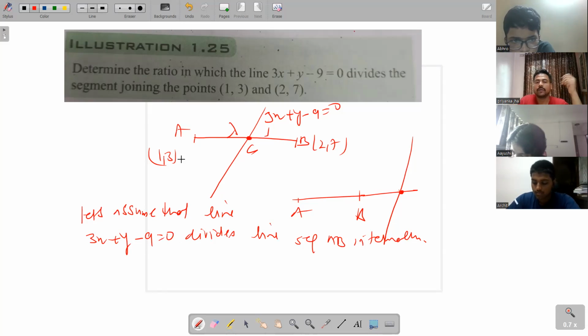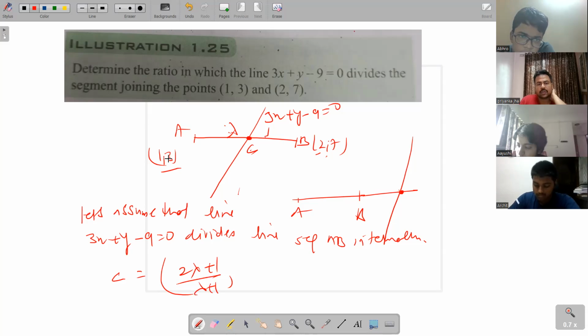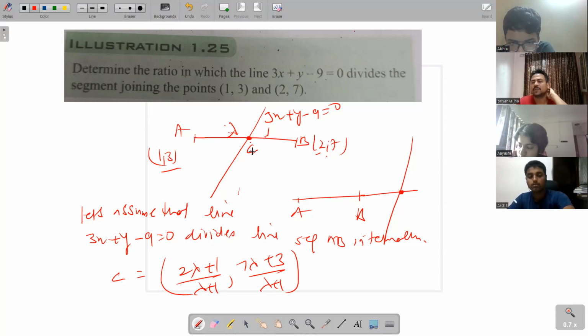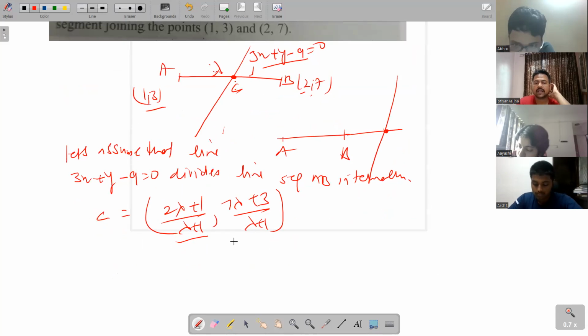Now with the help of these points, you find the coordinates of C. That should be lambda into 2 plus 1 into 1 upon lambda plus 1, and then lambda into 7 plus 1 into 3 upon lambda plus 1. Now see, this is the coordinate of C. And you know that C lies on both AB and this line as well. It means that the coordinates of C must satisfy this line. So just put X and Y in this line, and we will get the answer.